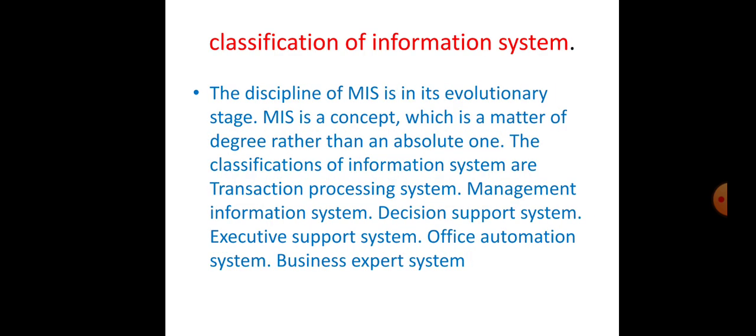Now let us discuss the classification of information systems. The discipline of MIS is in its evolutionary stage, and MIS is a concept which is a matter of degree rather than an absolute one. The classification of information systems are TPS, MIS, DSS, ESS, OAS (Office Automation System), and Business Expert System.